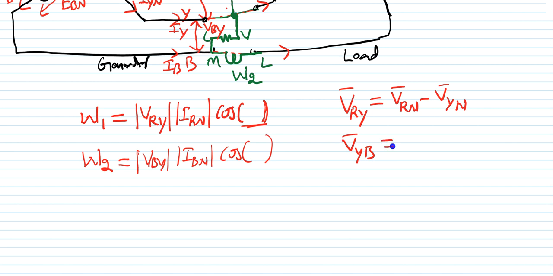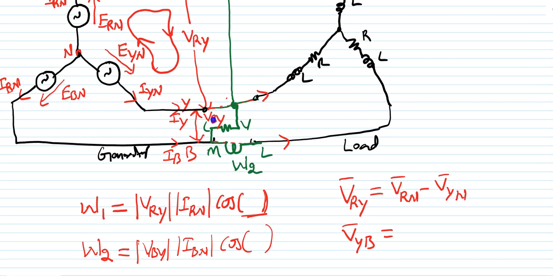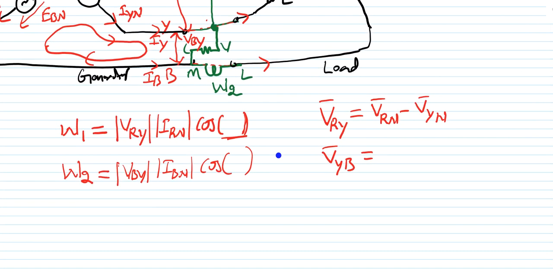Similarly, I want to write VYB. What is this VYB? Again, this is a loop. If you apply KVL to this loop, the algebraic sum of these three voltages gives VBY, and VYB can be written as VBN minus VYN. This is the relation I am drawing from this diagram.